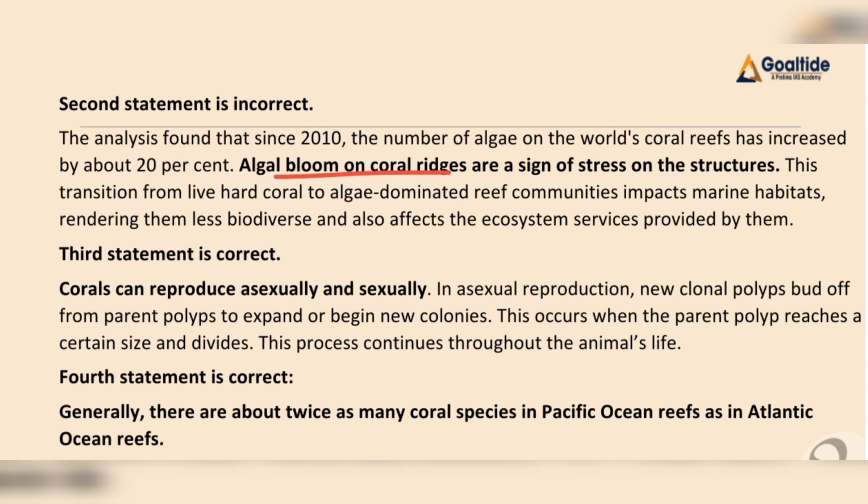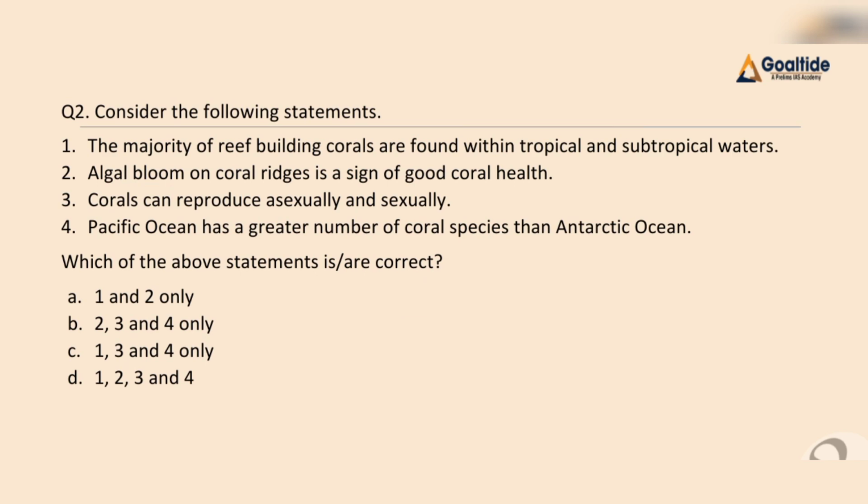Our third statement is correct, because coral can reproduce asexually and sexually. The fourth statement is also correct, because generally there are about twice as many coral reef species in the Pacific Ocean as in the Atlantic Ocean, right? So our final answer for this question will be C, that is 1, 3 and 4 only.